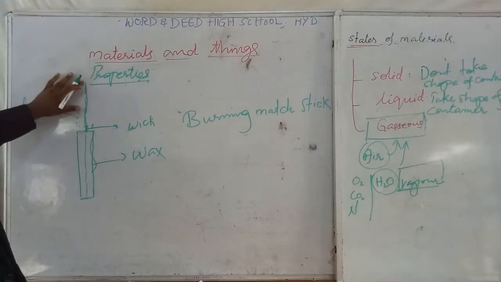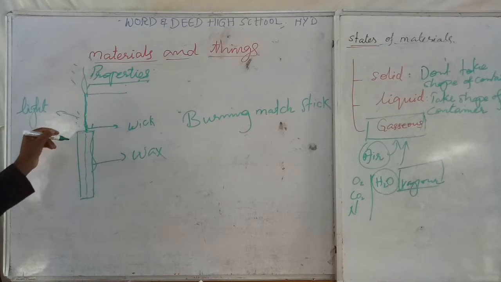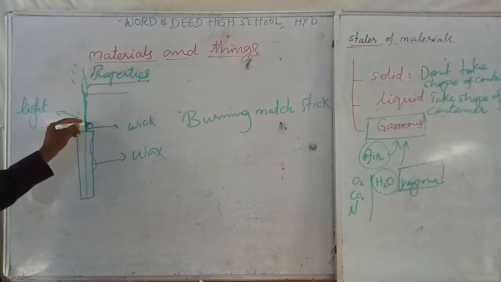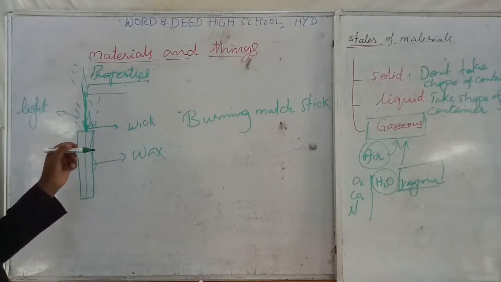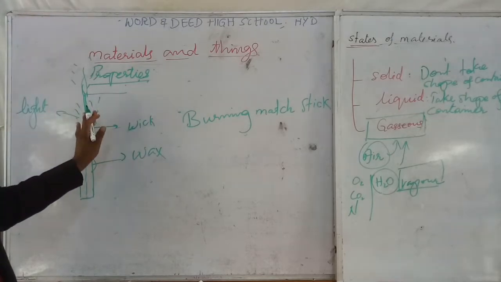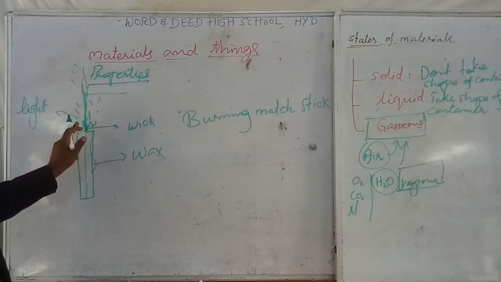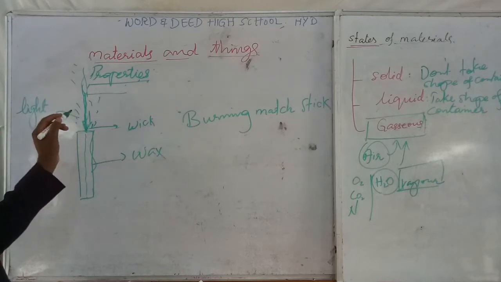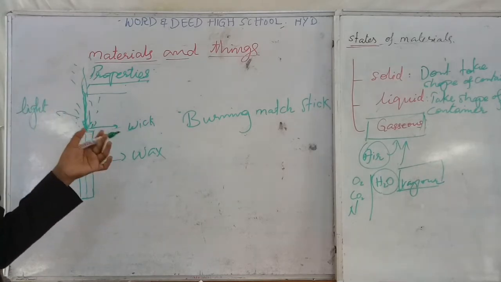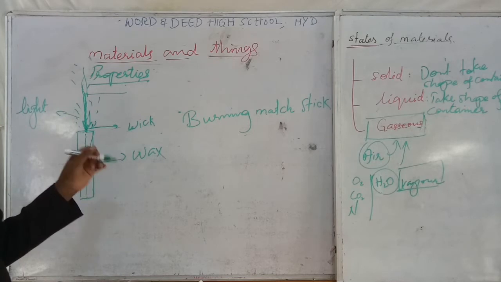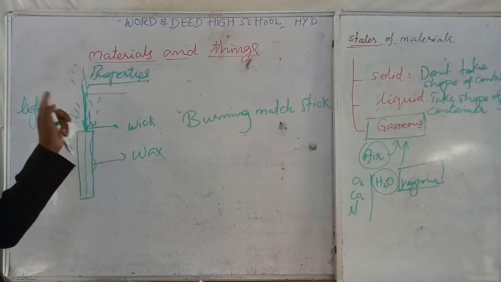So as soon as this candle is put off, if you bring the burning matchstick to the smoke here, what happens? The fire is caught by the smoke and the candle gets lit by itself. Even if you don't touch the burning matchstick to the wick, the wick gets lit because the smoke is catching the fire. Okay students, like this you have to understand the smoke makes the candle light itself.